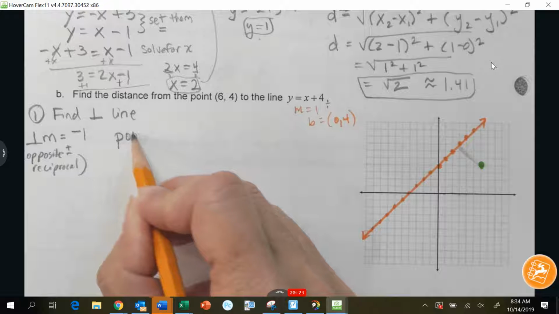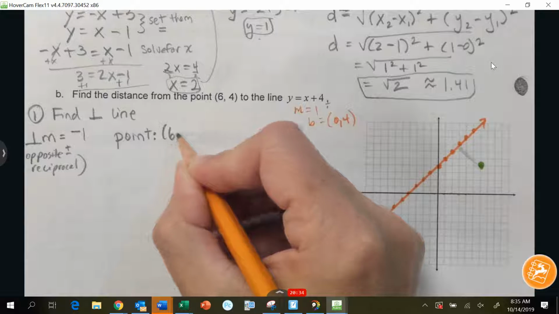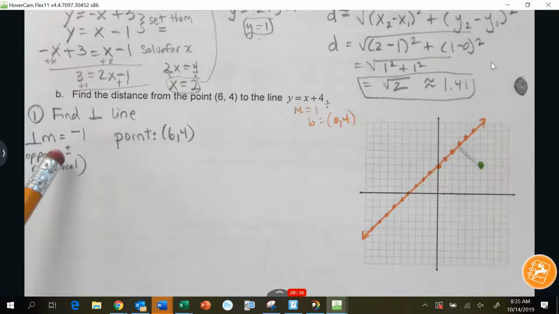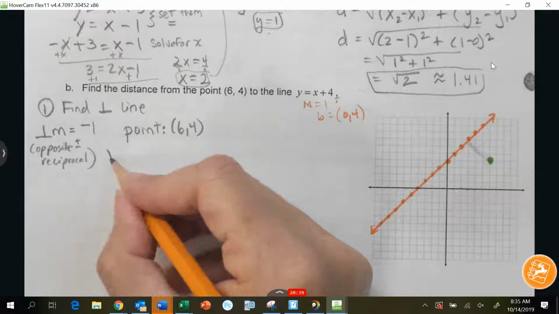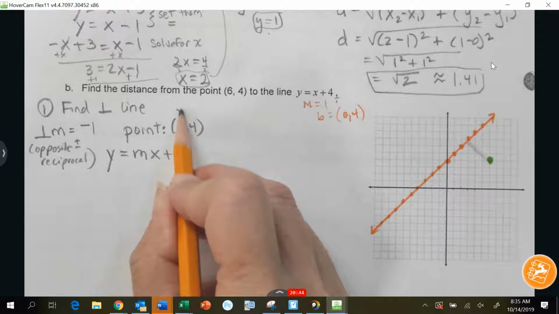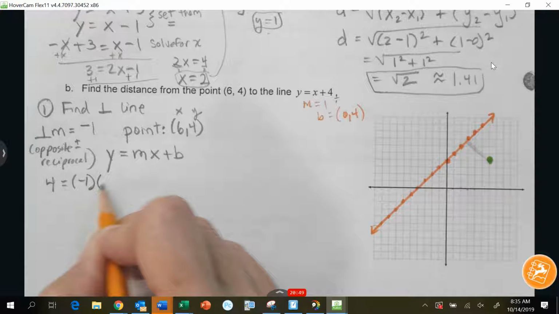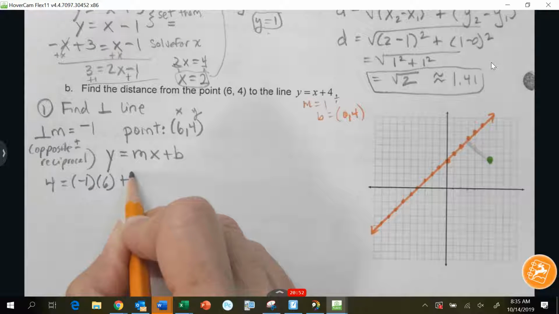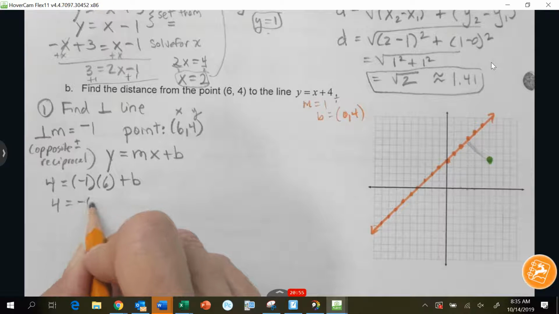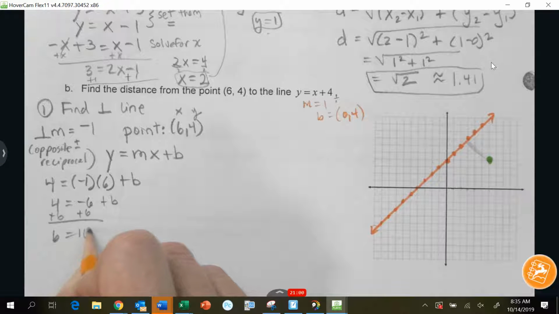Then we need a point. Emily, I'm going to call on you again. What point should I be using? 6, 4 is correct. Good. So we're using the opposite reciprocal slope. We're using the point, and we're going to plug that into y equals mx plus b. So my y is 4, equals m is negative 1, x is 6, plus b. 4 equals negative 6 plus b. Add 6, and get b equals 10.